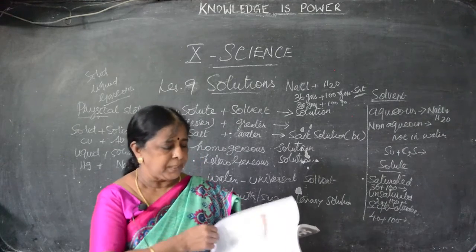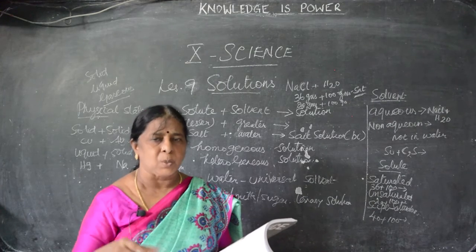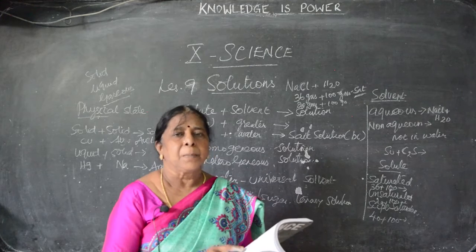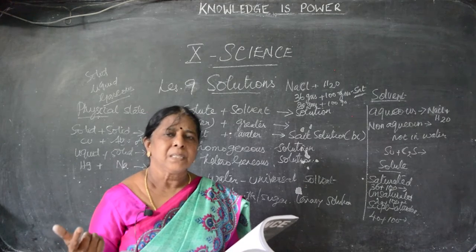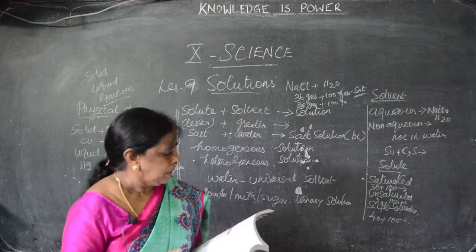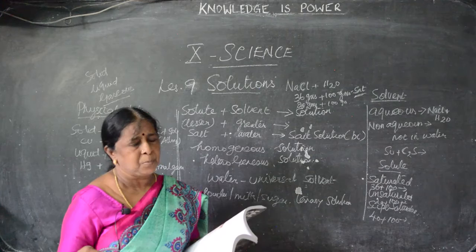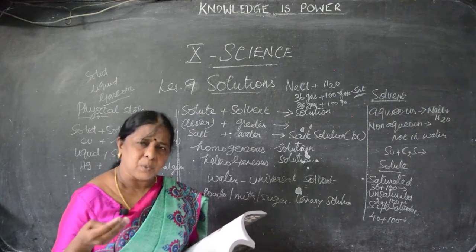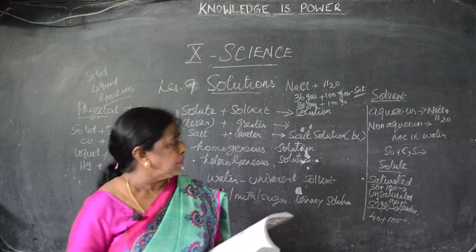Clear? Then solubility. Solubility is the capacity of the solvent to dissolve a certain amount of solute. For example, 36 grams of common salt dissolves in 100 grams of water; the entire salt dissolving is known as solubility.